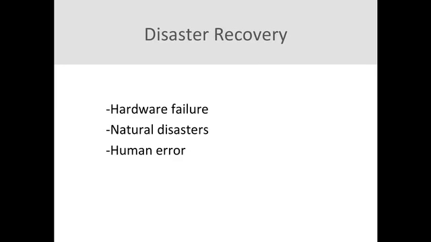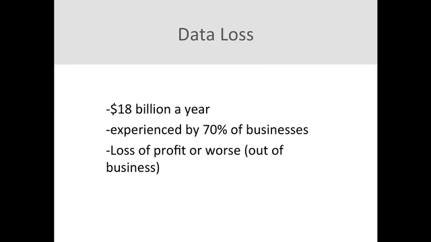Disaster recovery. There are three main types of disaster: hardware failure, natural disasters, and human error. This can cost worldwide around $18 billion a year. It's been experienced by pretty much all businesses. It says 70% of businesses, but I know personally I've experienced it where I work. The effects of this are typically loss of profit, or even worse, putting the organization out of business.